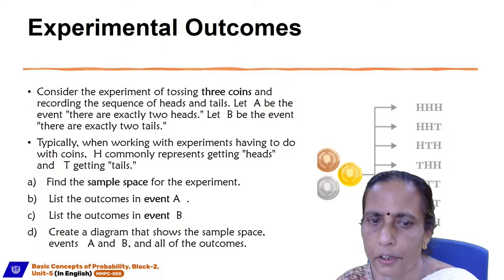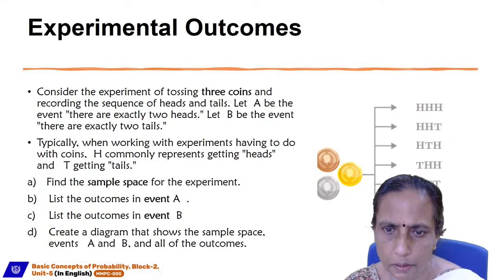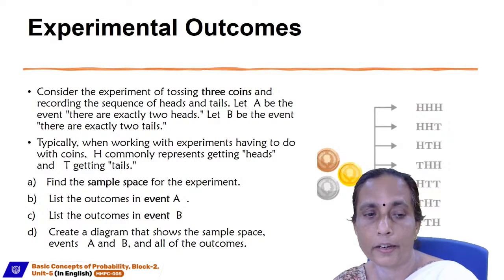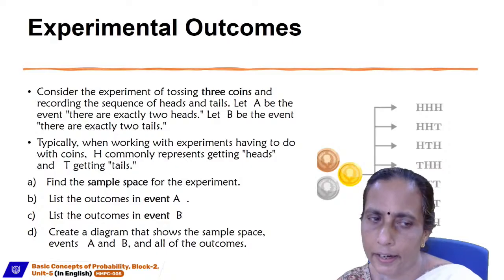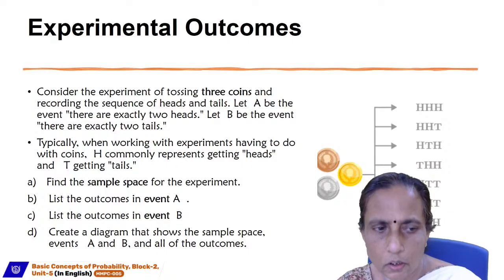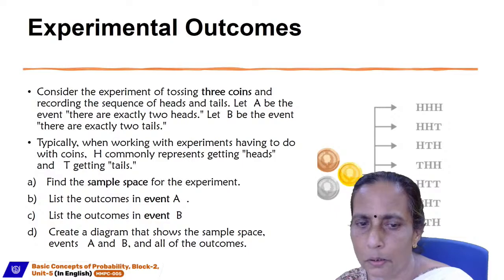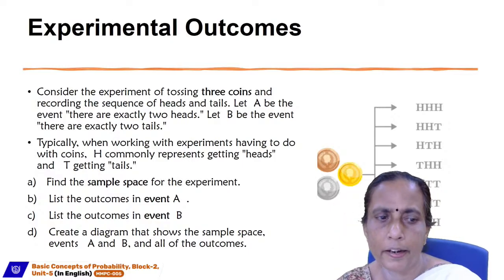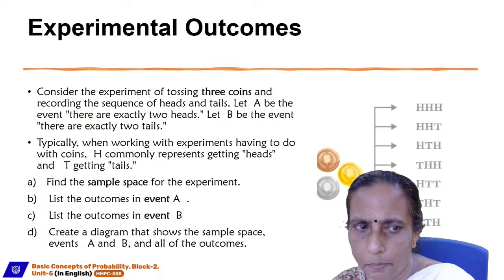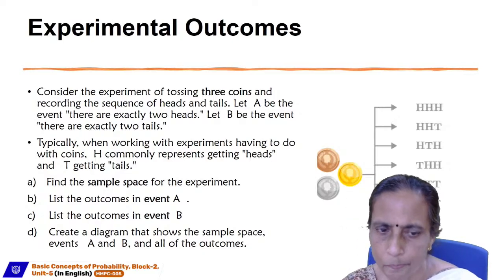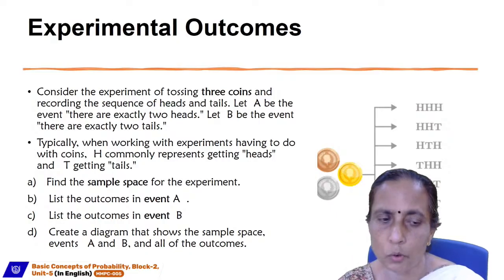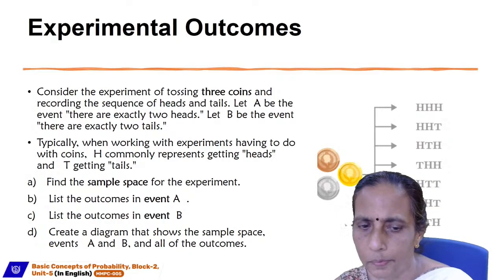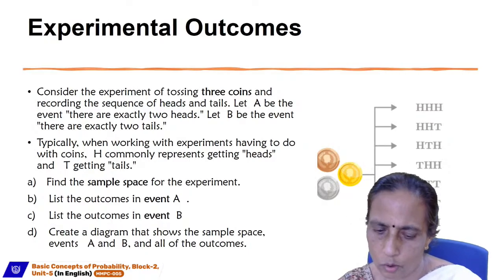Typically, when working with an experiment, H commonly represents getting heads and T getting tails. Suppose the task is: find the sample space for the experiment, list the outcomes of event A, that means exactly 2 heads, and the outcomes in event B, that is exactly 2 tails, and create a diagram that shows the sample space, events A and B, and all of the outcomes.